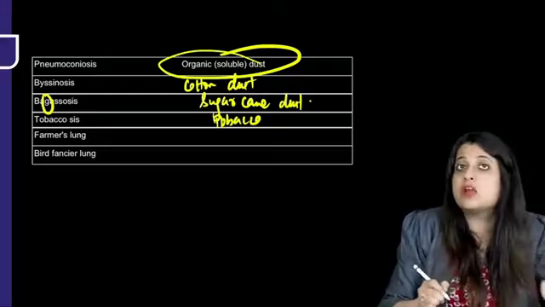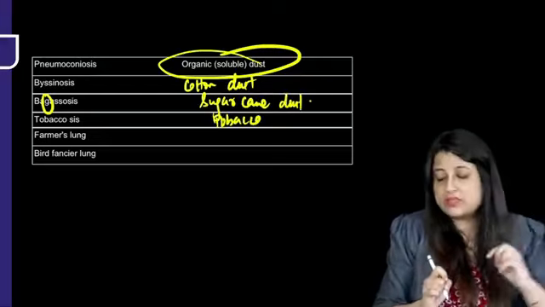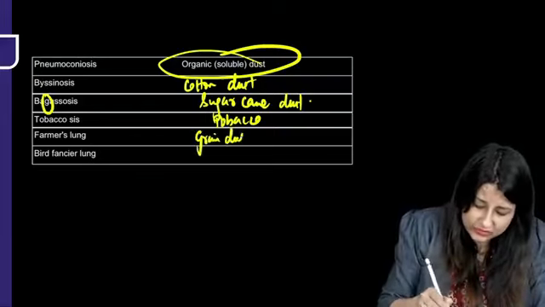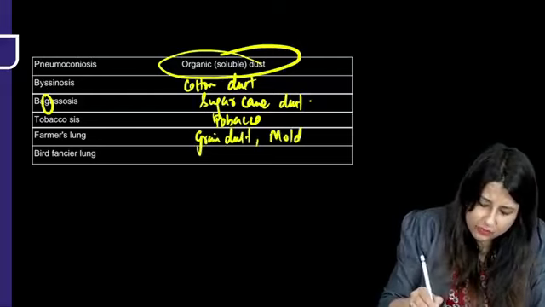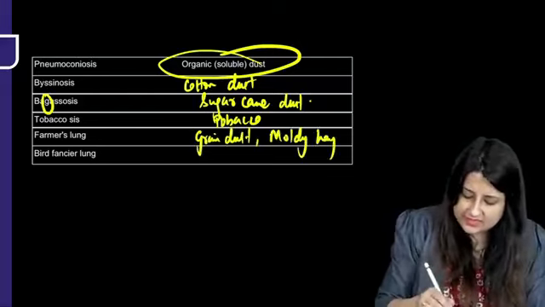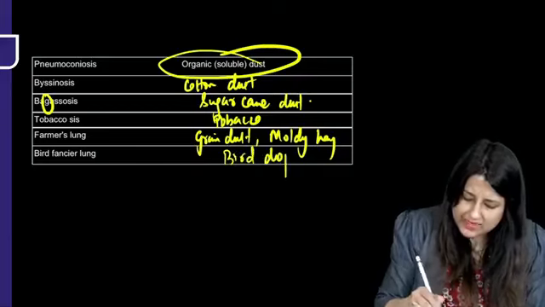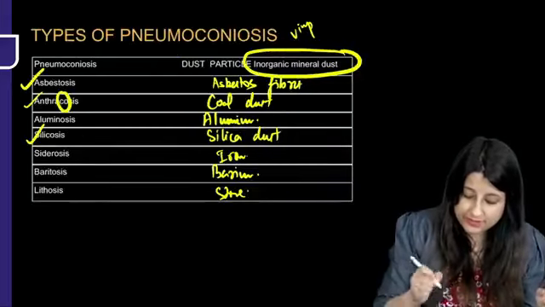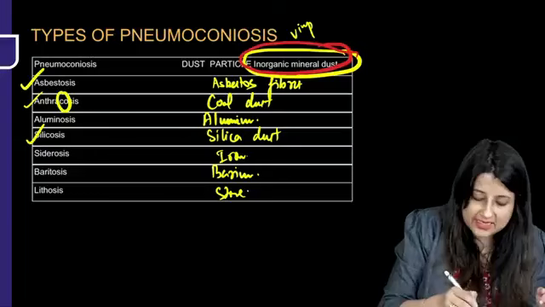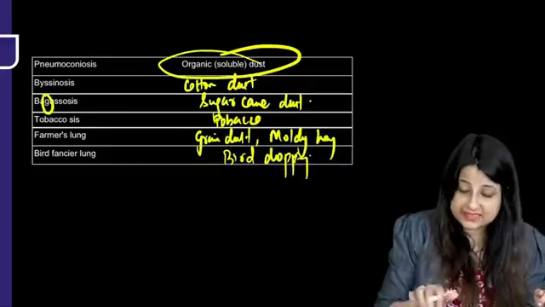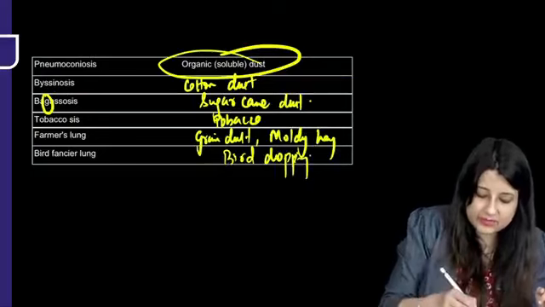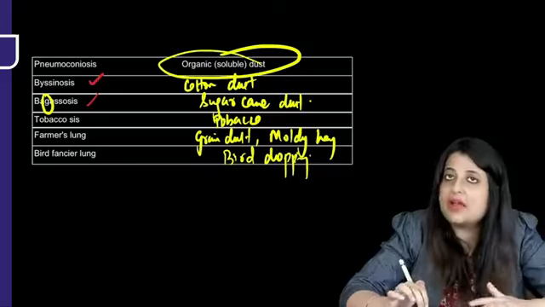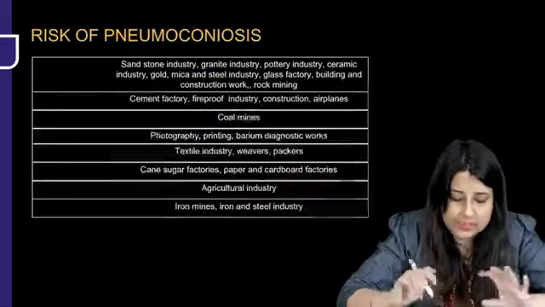Farmer's lung: please remember, this is inhalation of grain dust or moldy hay. And bird fancier's lung is due to bird droppings. Now you might be remembering this, but I want you to focus on one very important point: inorganic mineral dust causes asbestosis, anthracosis, silicosis, and organic dust fibers are BB, byssinosis, bagasosis, along with farmer's lung and bird fancier's lung. So that's the first thing.